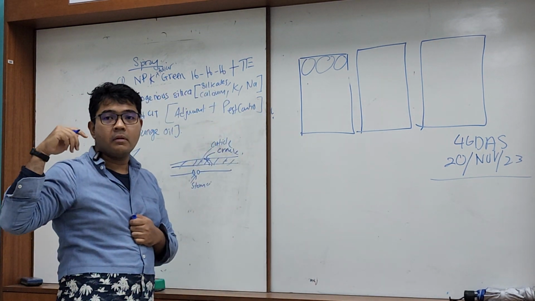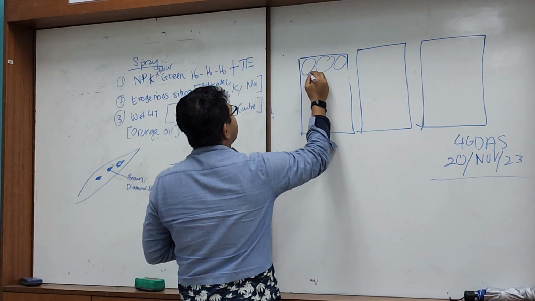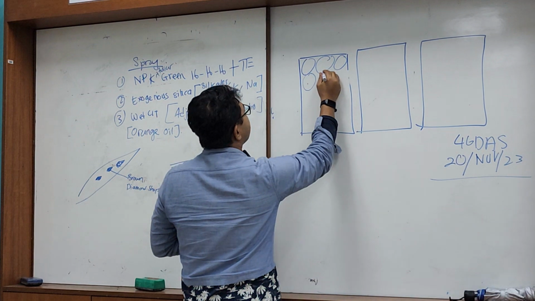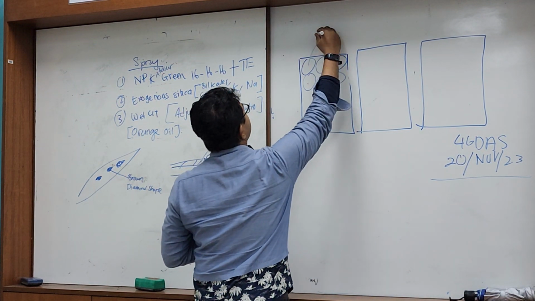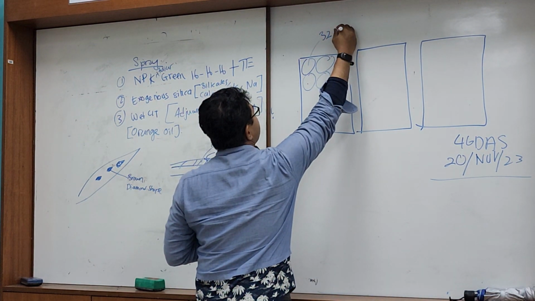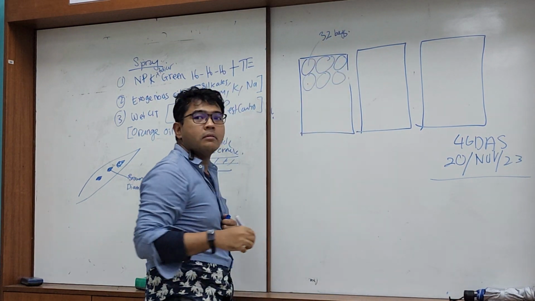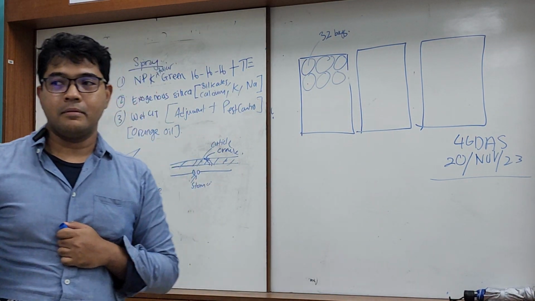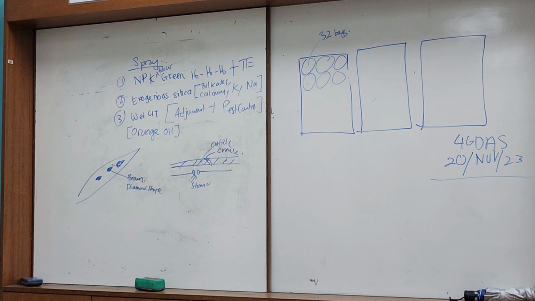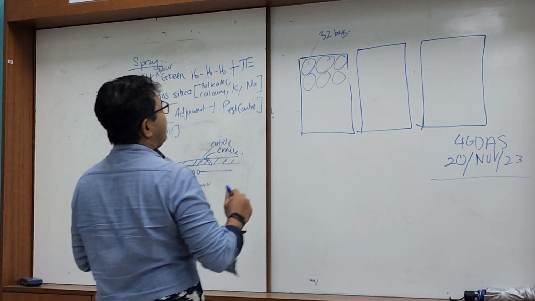How many? 40 hari tak ingat lagi. How many? 32? 32 bags. Ya ke? Ya ke? Macam... 32 ke kurang? So we just assume 32 bags.